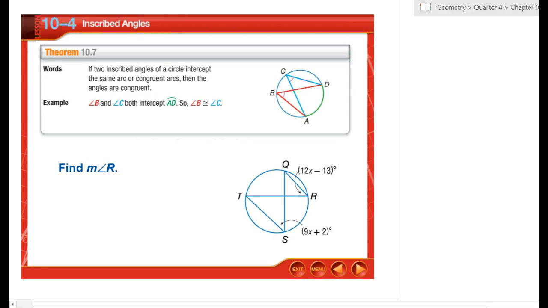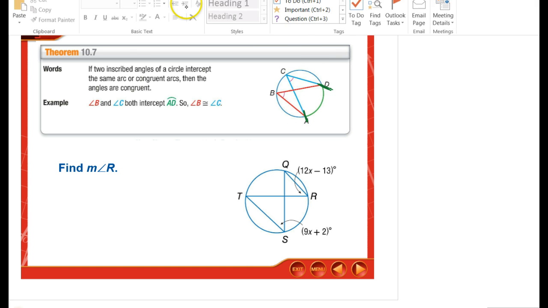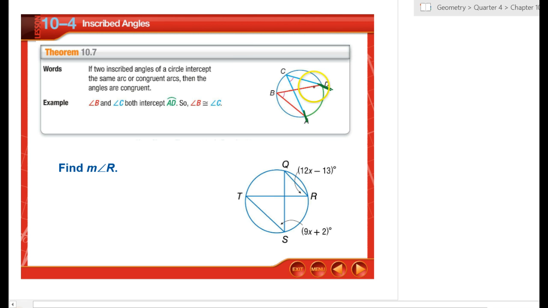So here, if two inscribed angles either intercept the same arc, so if I'm looking here at angle DCA creates arc AD. But angle DBA also creates the same arc AD. If that happens, then these two angles are congruent. Okay? Or if they create congruent arcs. So if it's different arcs but they're congruent, then the angles are congruent.